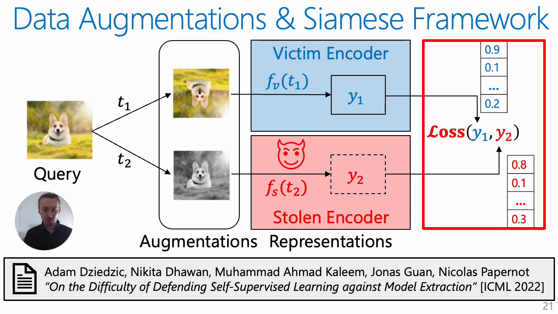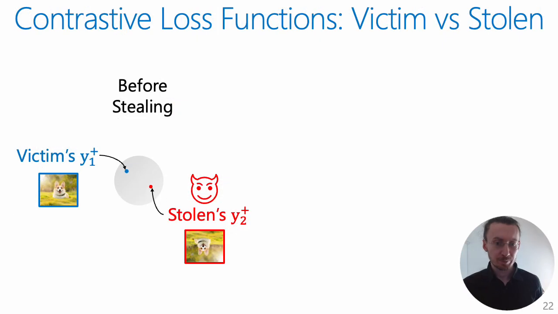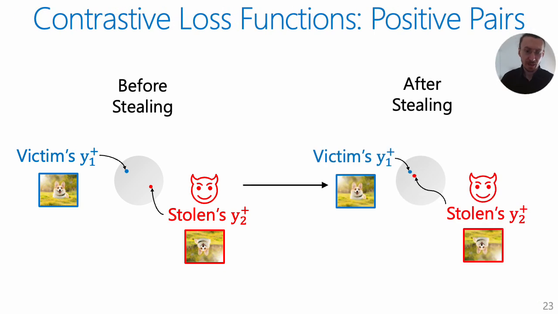So now let's focus on the loss function used for stealing encoders. We also apply contrastive loss functions to steal the encoders. In the representation space, before stealing, the positive pairs from the victim and stolen encoders are far from each other. After stealing, the positive pairs are close to each other. Thus, the stolen encoder replicates the behavior of the victim encoder.